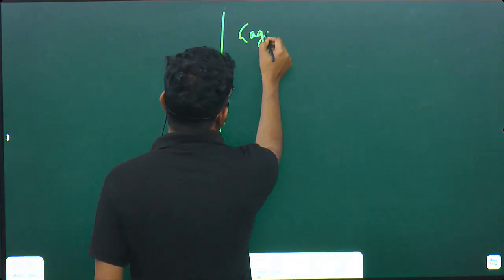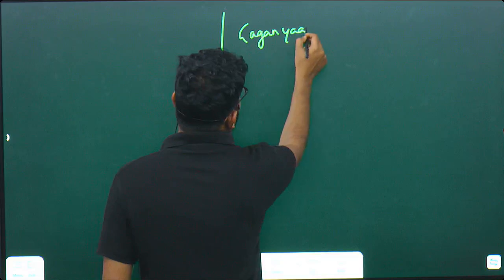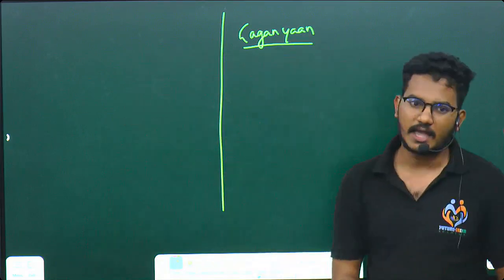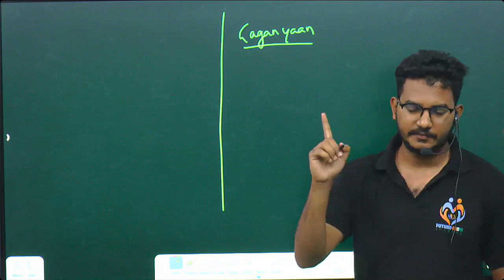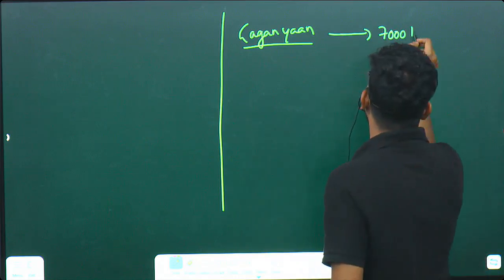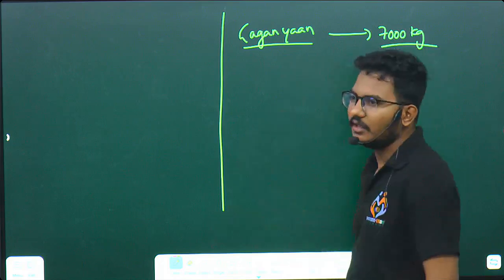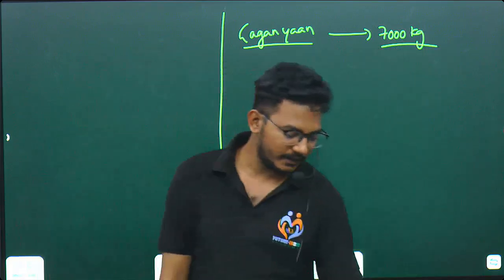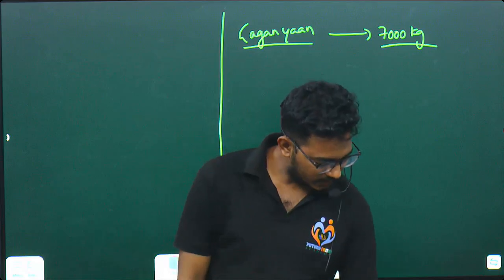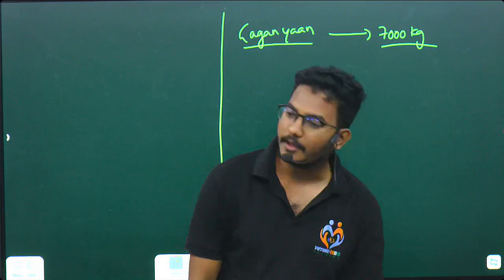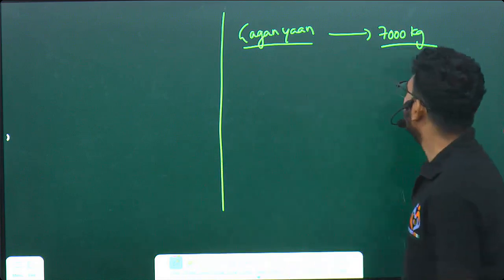Now write down two more examples. Gaganyaan. Gaganyaan is the kind of mission wherein we'll send our astronauts to space. Here, obviously, the weight will be more because the life supporting system and the astronauts will be there. So everything is fully packed, and obviously the mass will be more.